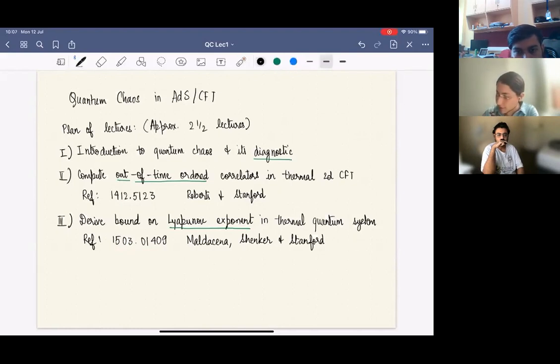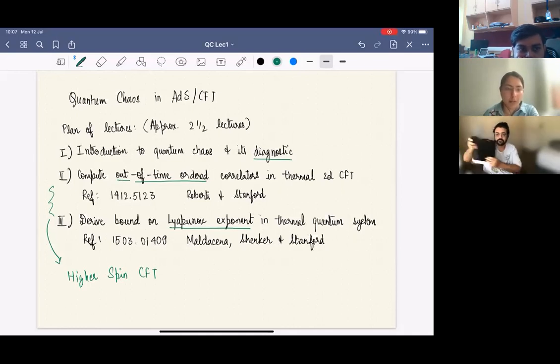Apart from this, in both of these sections, I will also discuss some results related to higher spin CFTs, depending on how much time we have. Then I will also request all the students to stop me and ask questions.